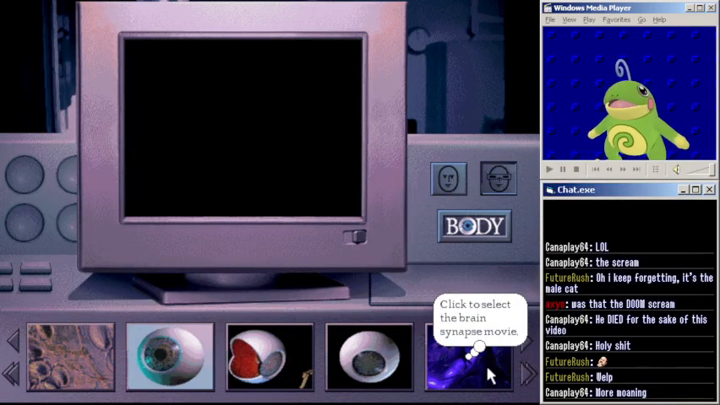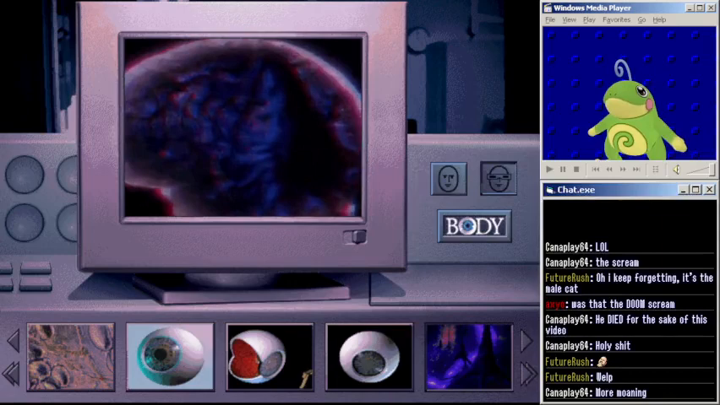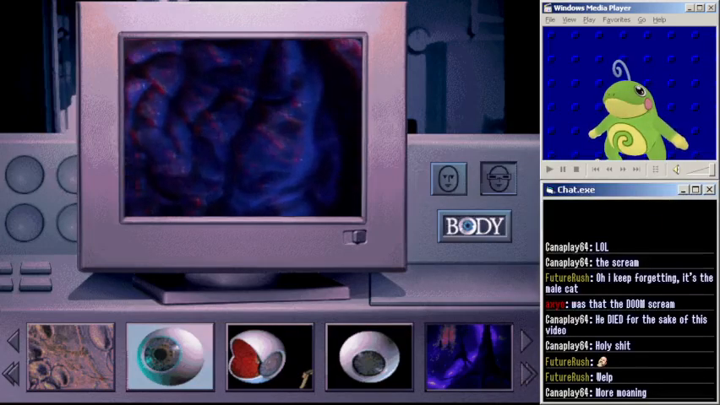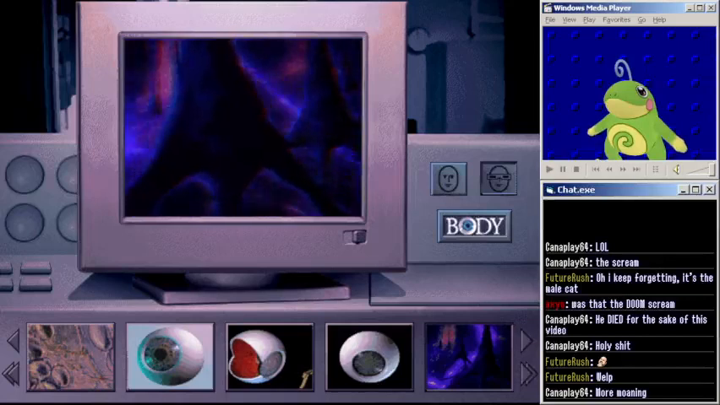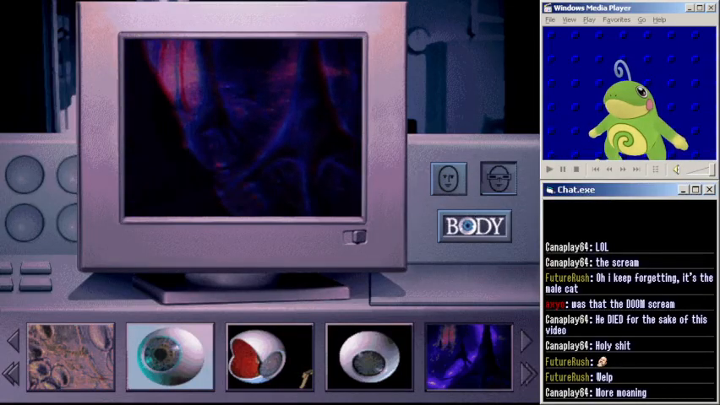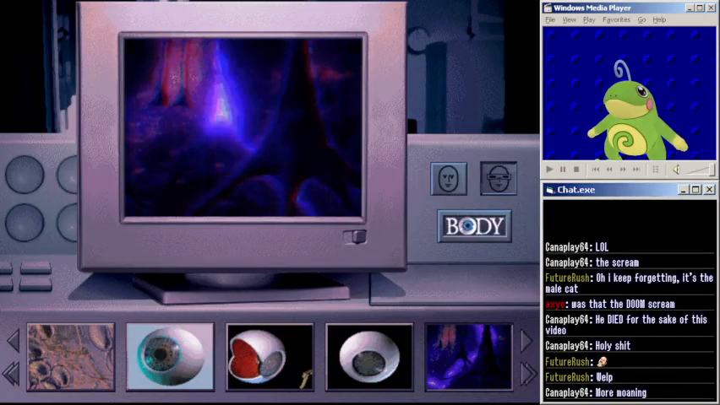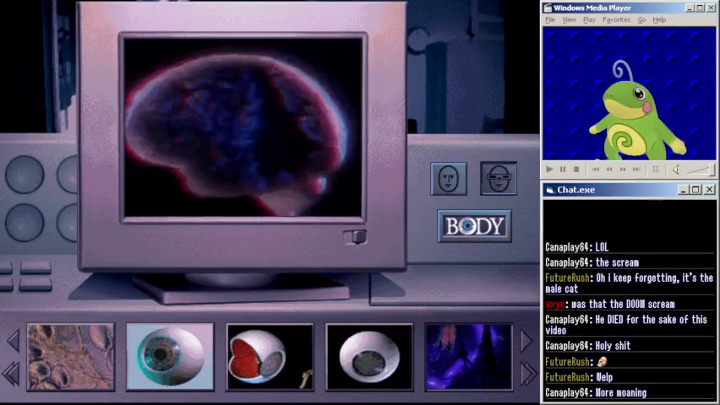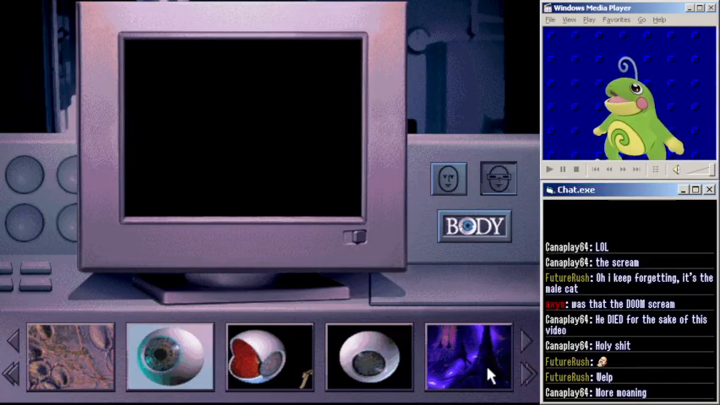Finally, brain synapse. I love the idea of all the little brain lasers going pew, pew, inside your head 24 hours a day. Also, I feel like this little switch here on the front of the monitor should do something, but it does nothing. It's like, come on, don't put buttons on your interface that are just there for looks.